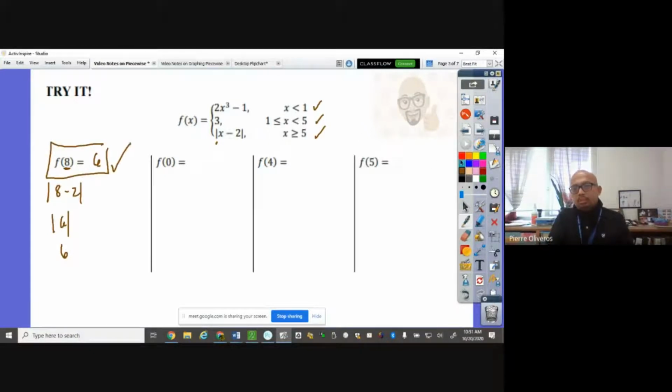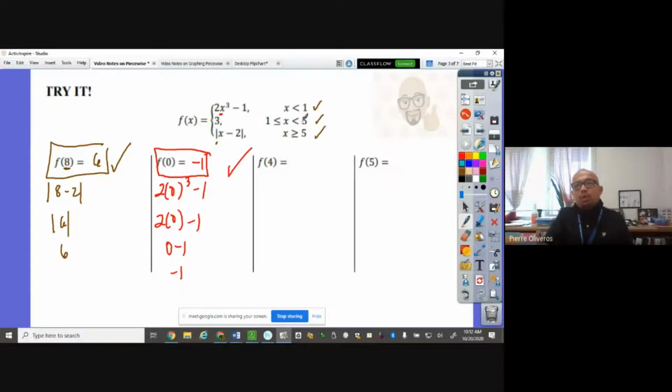Kaboom. f of 0. Is 0 between 1 and 5? Nope. Is it less than 1? Yes. So you plug in the 0 here. So 2 times 0 cubed minus 1. 0 cubed is 0 still. 2 times 0 is 0, minus 1 is -1. So f of 0 is equal to -1.